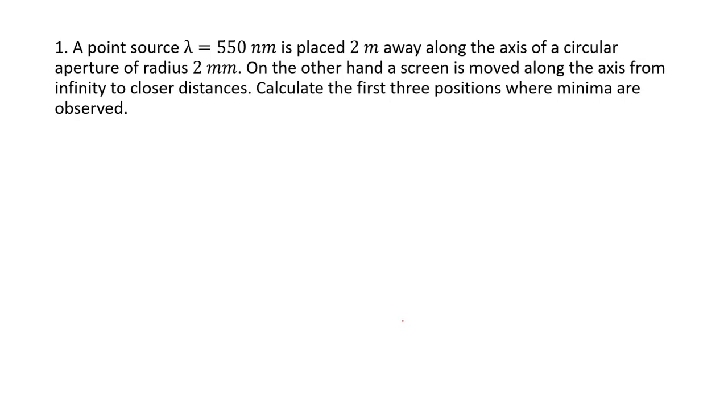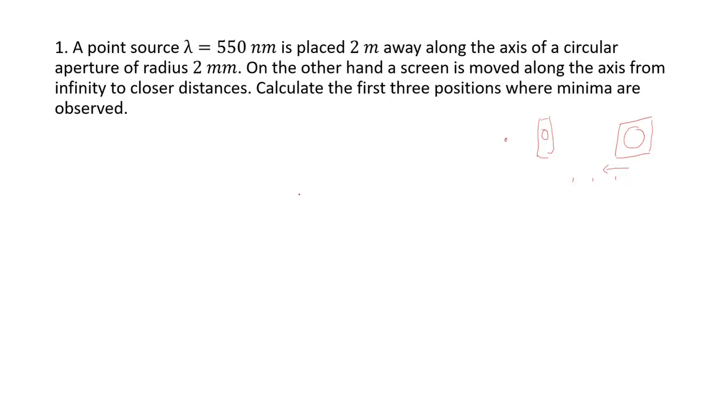So we are asked to calculate, when a screen is moved from infinity towards a circular aperture, the positions at which we will see three dark bands. As I've already discussed, at infinity you will only see a white spot of light. You will see dark bands when it is moved towards the circular aperture. So what are the geometrical points at which you will see these dark bands? This is what you have to find.